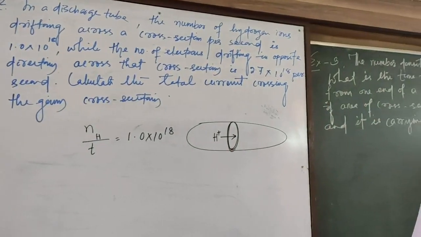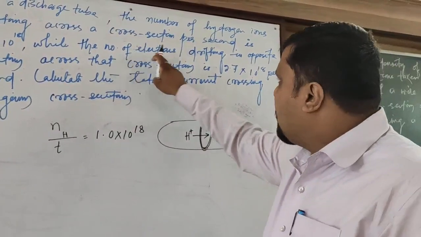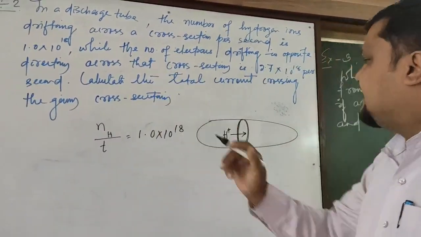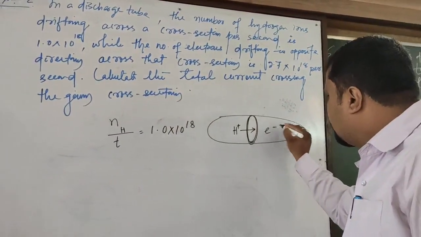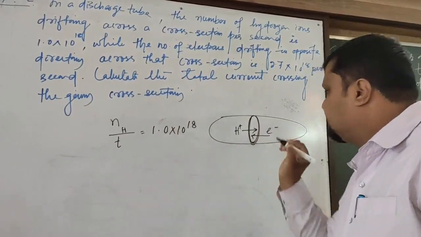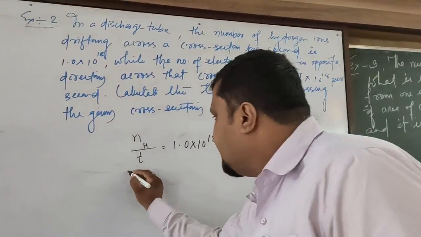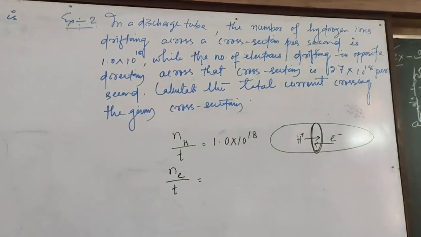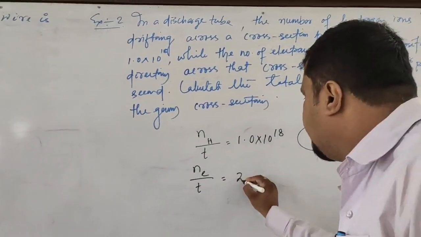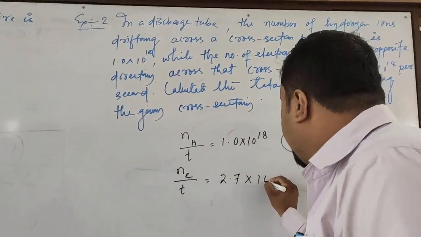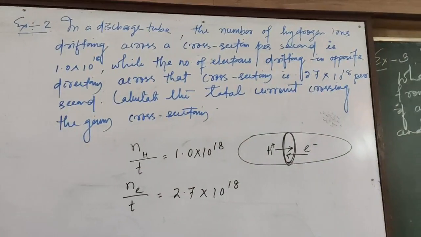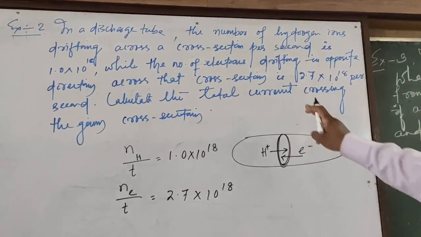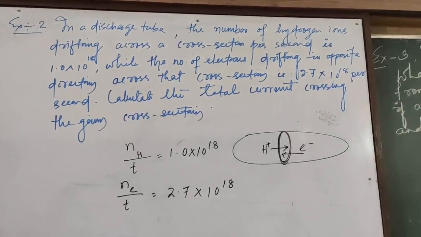In that same time, the number of electrons drifting in the opposite direction, so these are the electrons in this opposite direction per second. The number of electrons per second is given. How much is that? 2.7 into 10 to the power 18 per second. So calculate the total current crossing the given cross section.